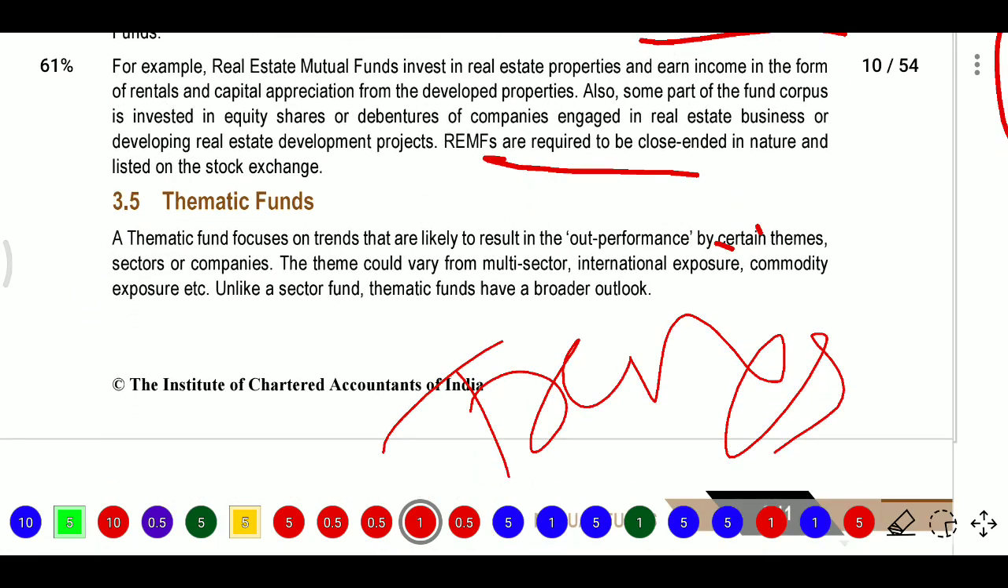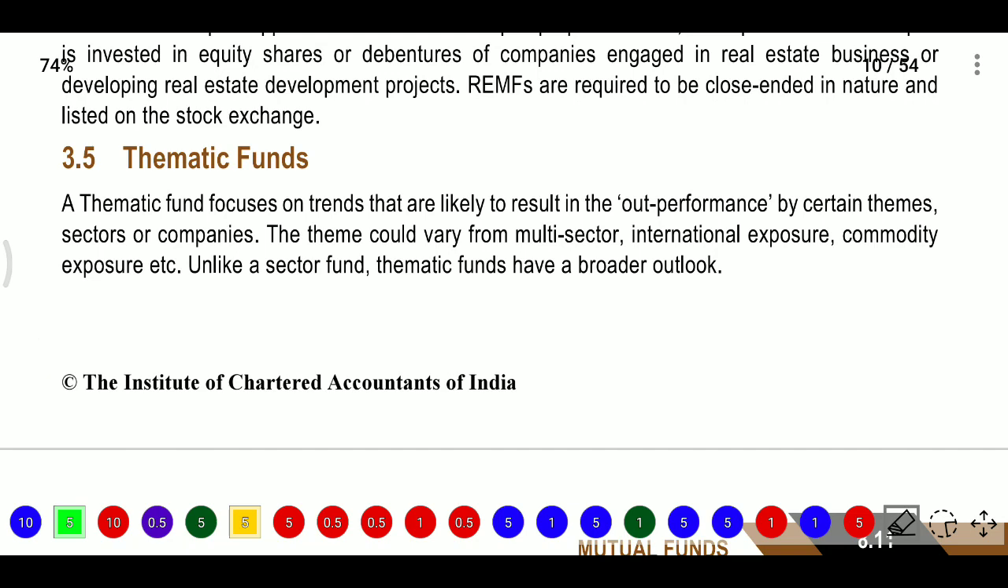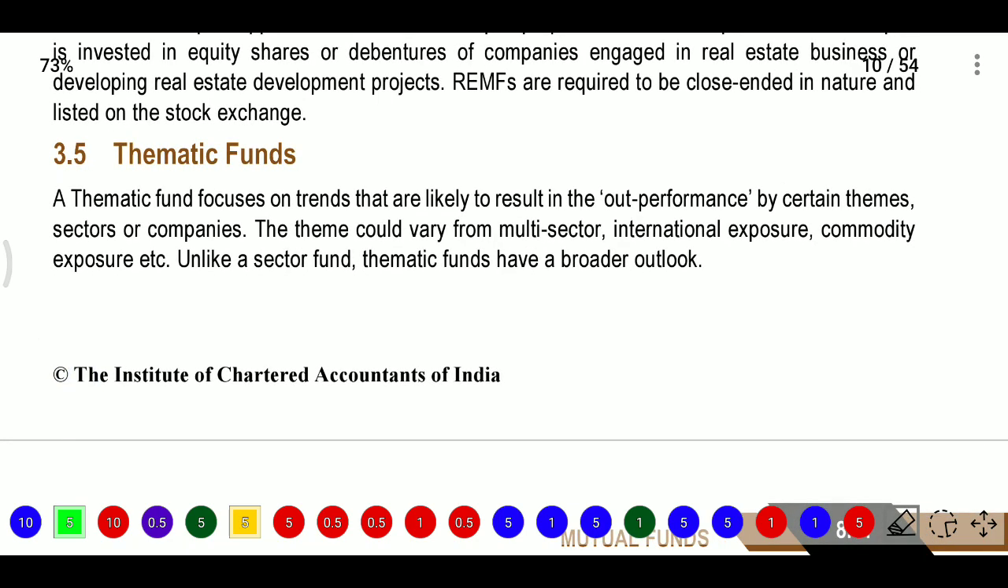Next, thematic fund. What does thematic fund mean? Here, thematic funds focus on trends that are likely to result in outperformance by certain themes, sectors or companies. Thematic means themes, meaning whichever trend is going now. For example, on YouTube, whichever song is trending, all these YouTubers do shorts, short videos, so that they follow that trend. These funds are also the same: whichever trend is going now, whichever company is doing really well, they will invest in that type of funds. The theme could vary from multiple sectors to international exposure or commodity exposure, etc.